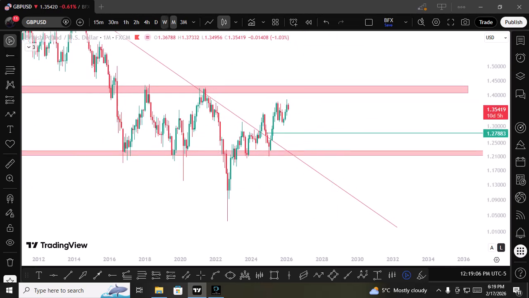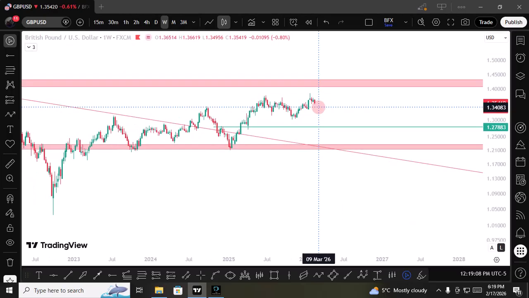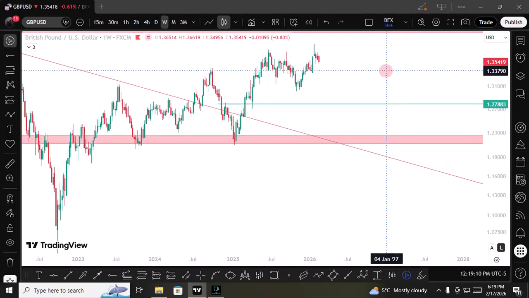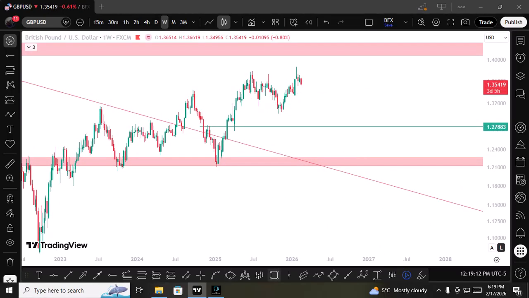So let's go back to weekly time frame. You can see this level on weekly time frame, price failed to break above this area.